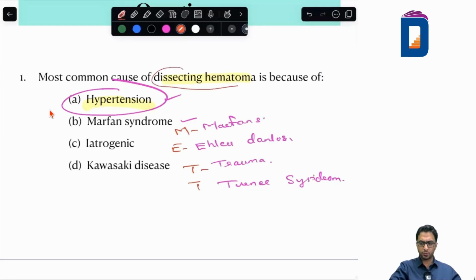Now, why does dissection happen in hypertension? Understandably, the blood is flowing at very high pressure. BP is very high, so it can dissect slowly. We saw why it happens in Marfan's: medial degeneration. Ehlers-Danlos, why? Collagen problem. Trauma can naturally cause it. Turner syndrome is again related to some genetic defects.